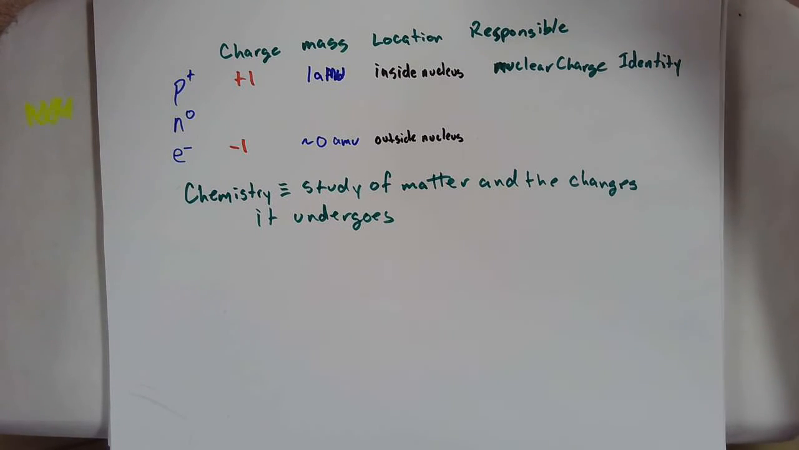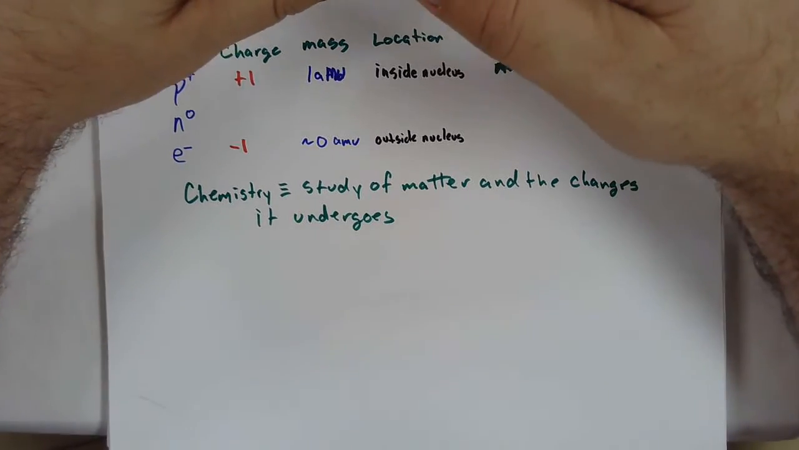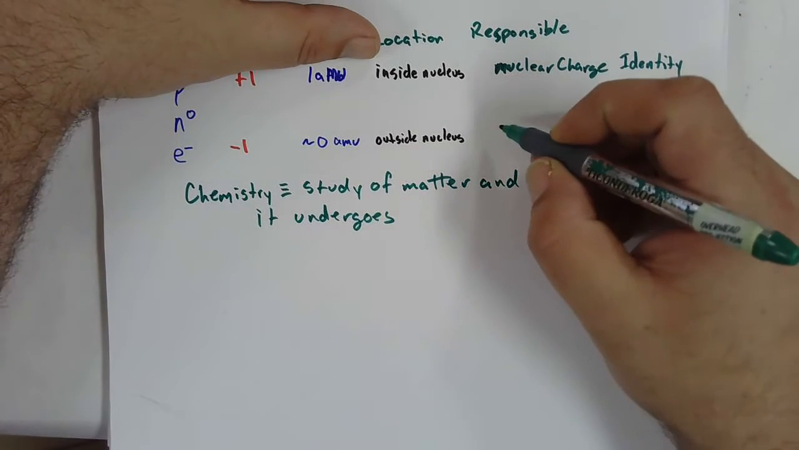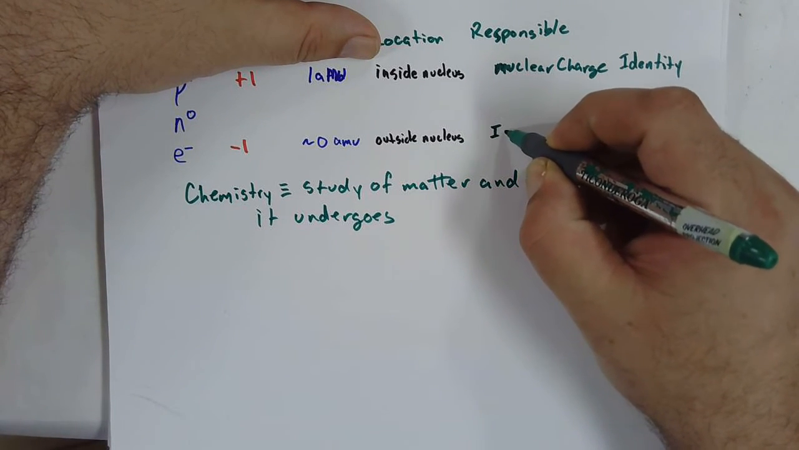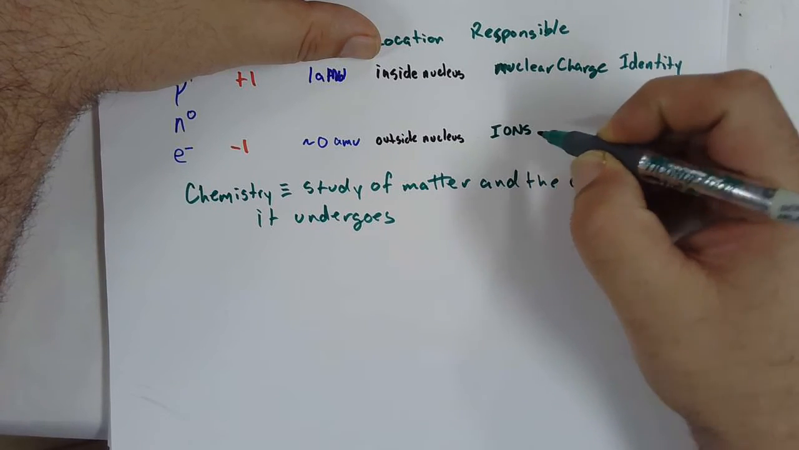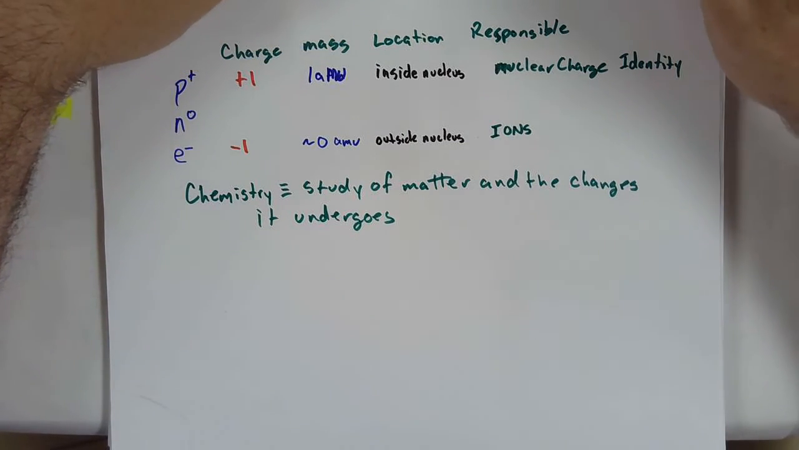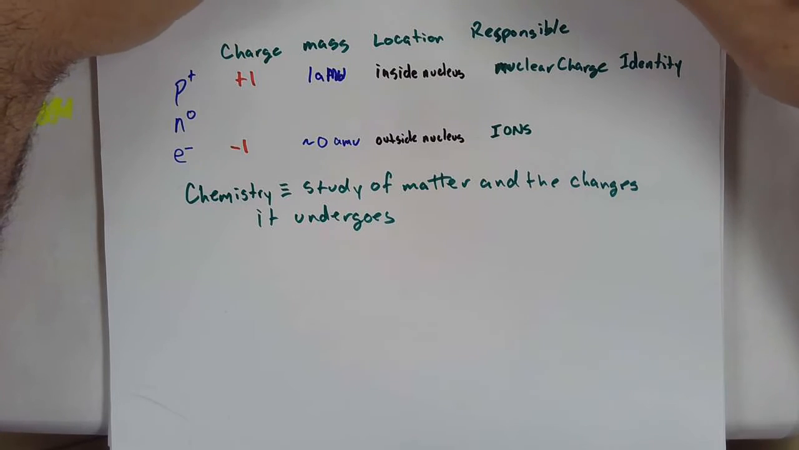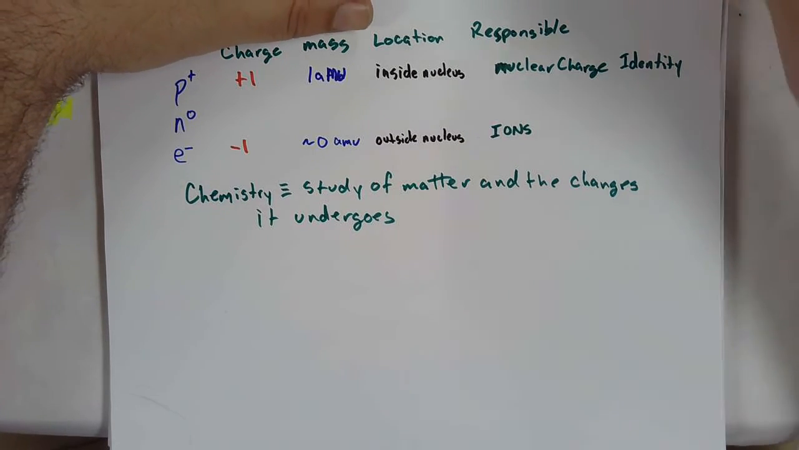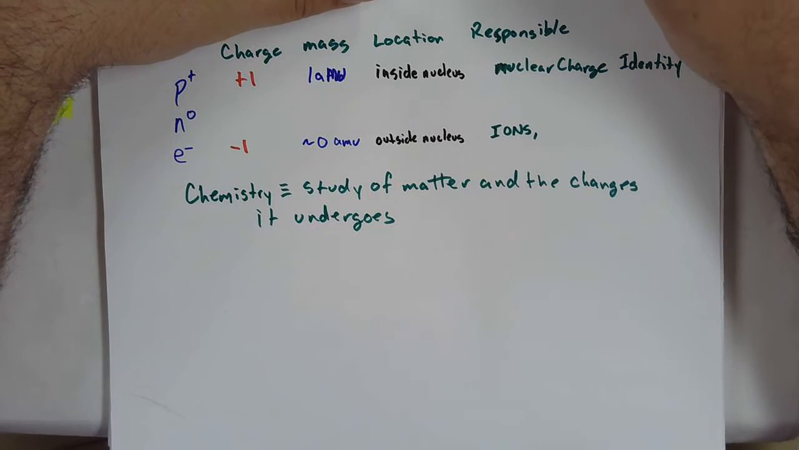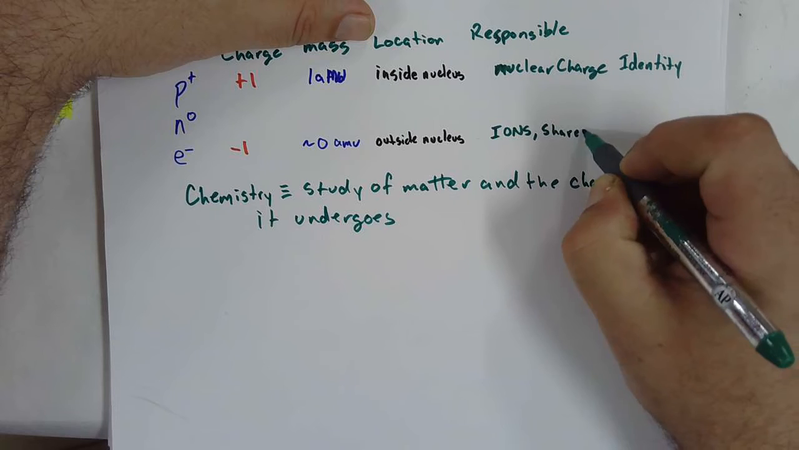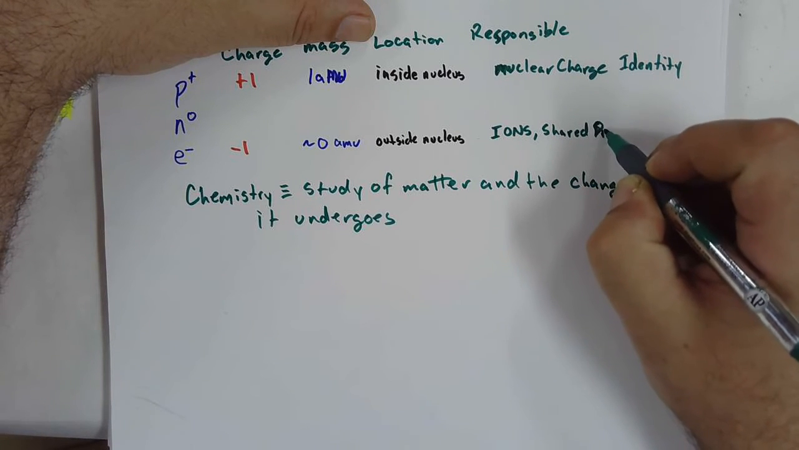Half of it is the responsibility of these electrons. How is an electron responsible for half of chemistry? Well, electrons are responsible for forming ions. If the amount of energy is different enough between atoms to yank electrons away from each other, they form ions. If it's not, then they will share electrons, called shared pairs.